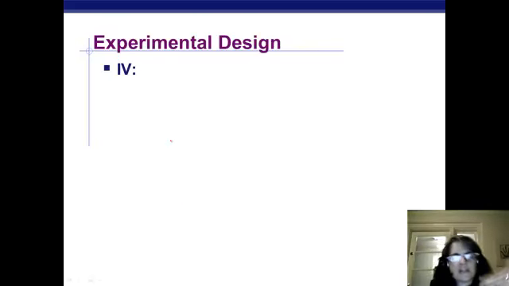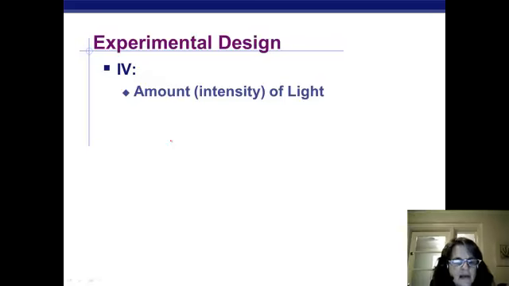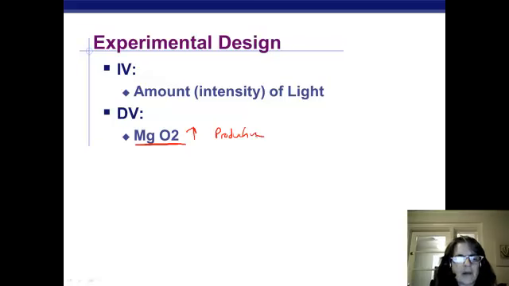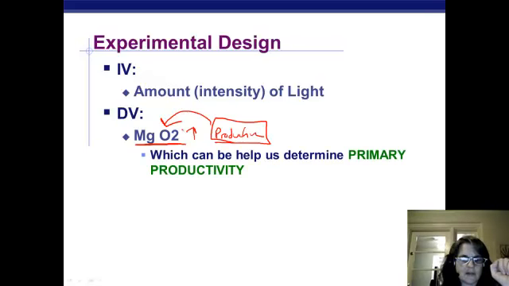Now, let's talk about experimental design. Our independent variable, then, is the amount or intensity of light. Our dependent variable that we will measure is we are actually going to measure how much oxygen is in that water. The more oxygen, the more productivity. So our dependent variable really that is meaningful to us is productivity. But how are we getting at that? We're measuring literally the milligrams of oxygen in the water.